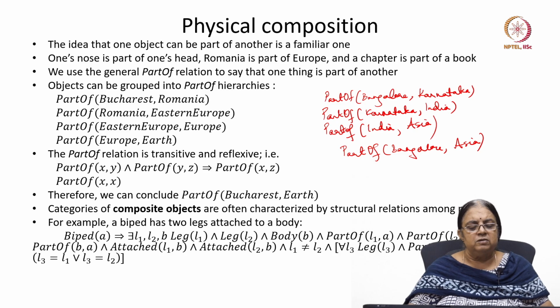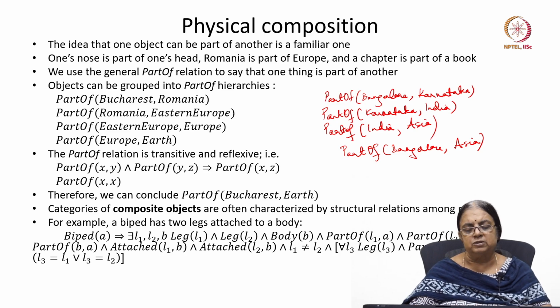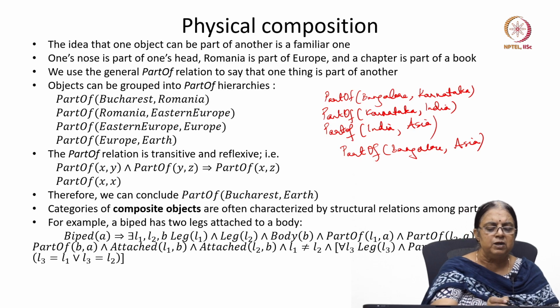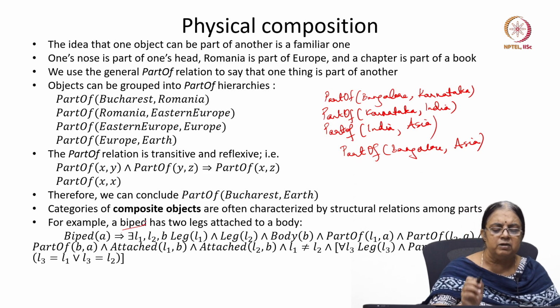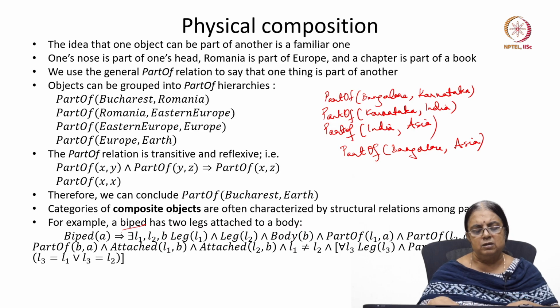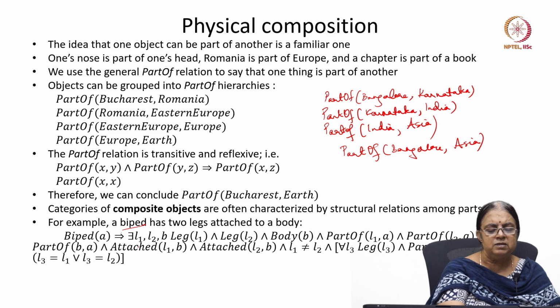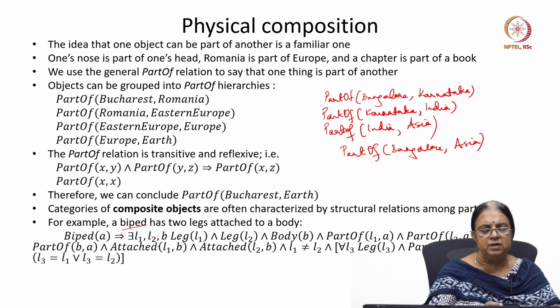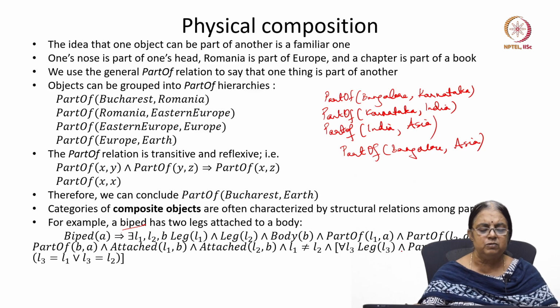The next thing we talk about is composite objects. That means you have objects and there is some type of structural relationship among them. Here we are talking about the biped. A biped is a person with two legs. So biped of A implies that there exist two legs L1 and L2 and a body B, and part of L1 A, part of L2 A and part of B A.